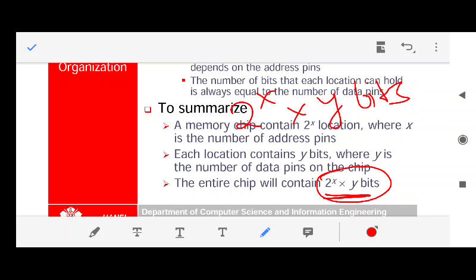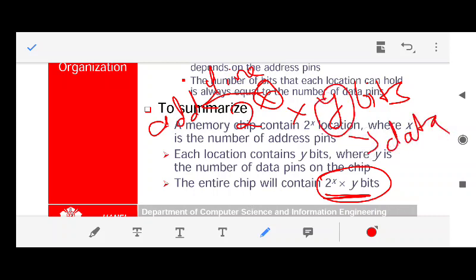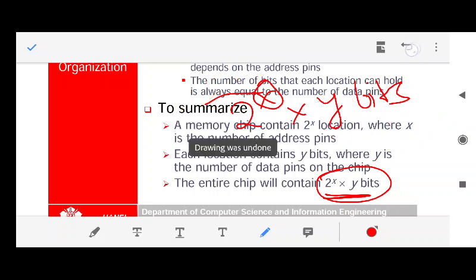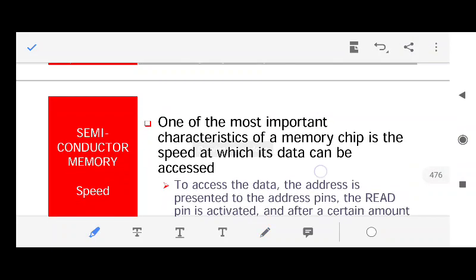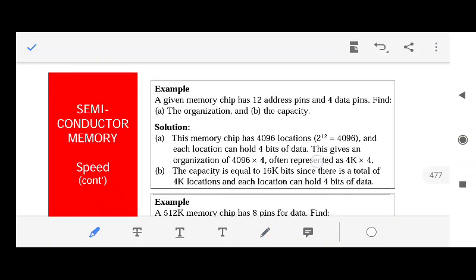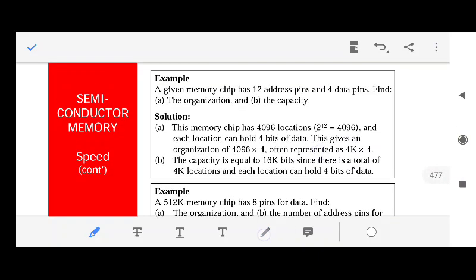What is x? x is the number of address lines connected to the memory, and y is the number of data lines connected to the memory. Let us see an example, then it will be clearer how to define the external memory.